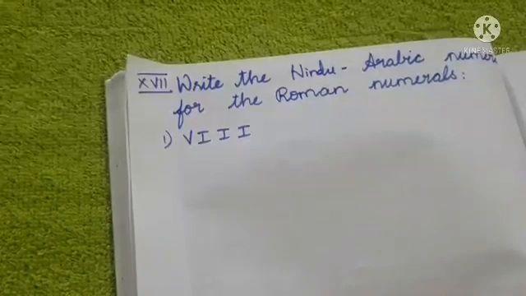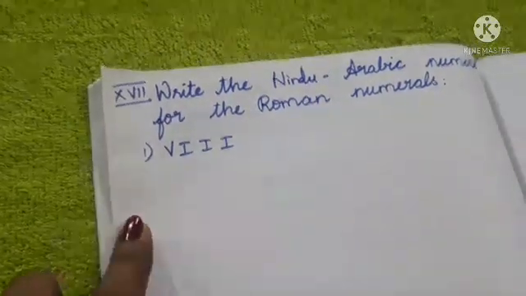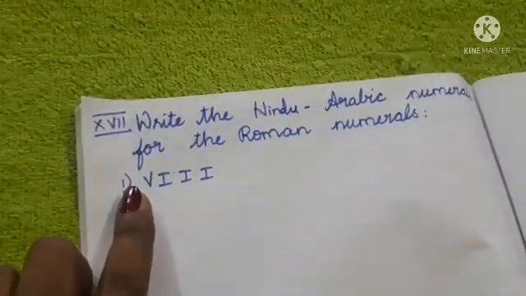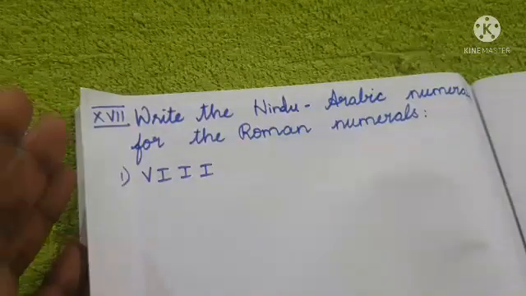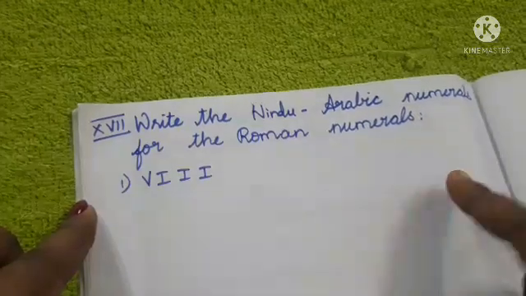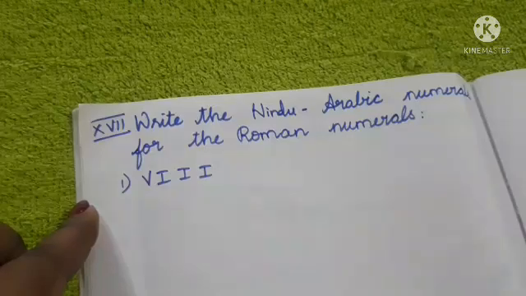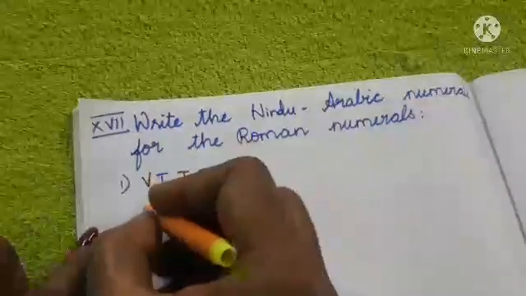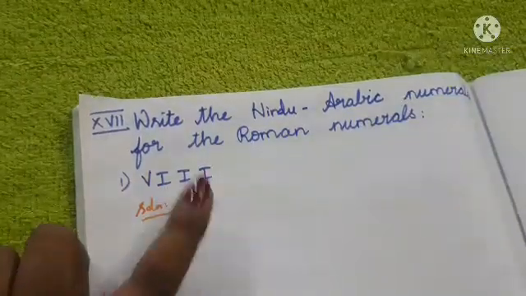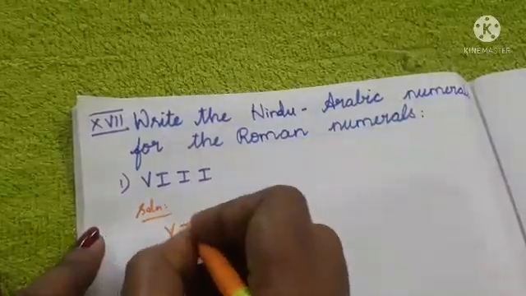So children, next we have to write the Hindu-Arabic numeral for the Roman numerals. Write the Hindu-Arabic numeral for the Roman numeral. So opposite to the last Roman number. Here they will give the Roman numerals. For the corresponding Roman numerals we have to write the Hindu-Arabic numerals. So look at the first question. Our first question we have VIII.